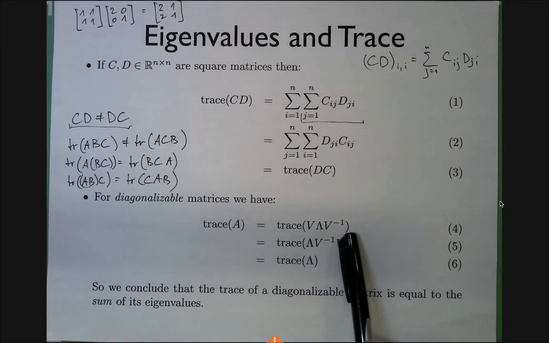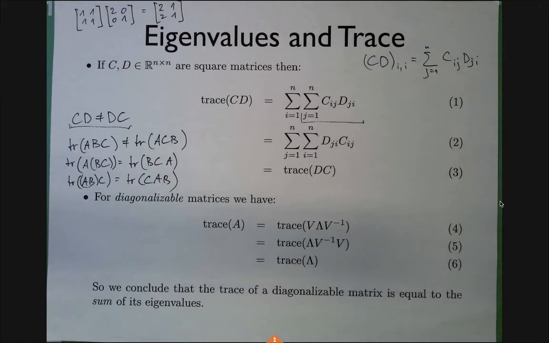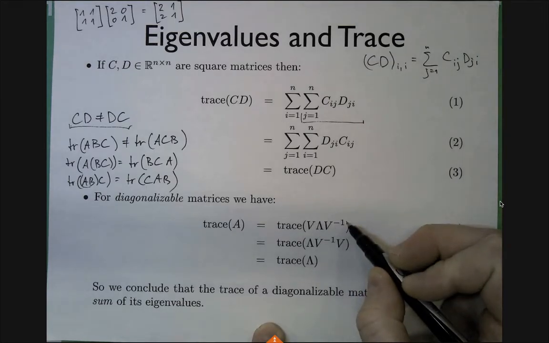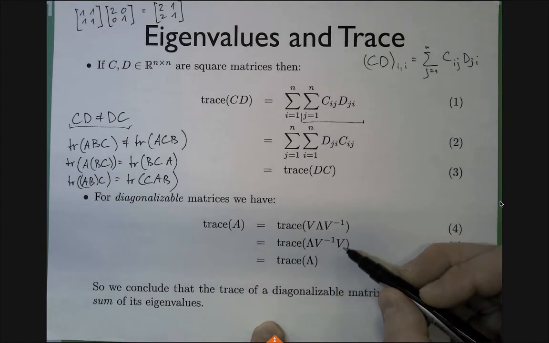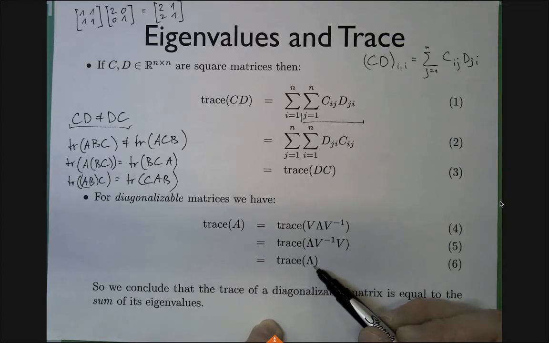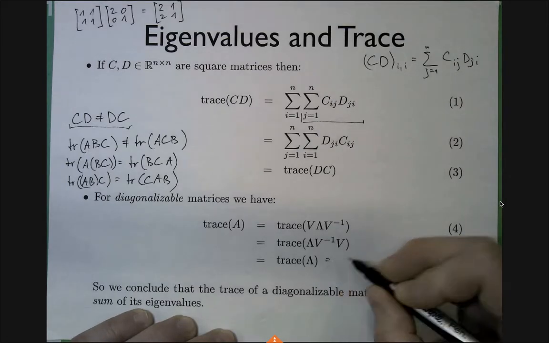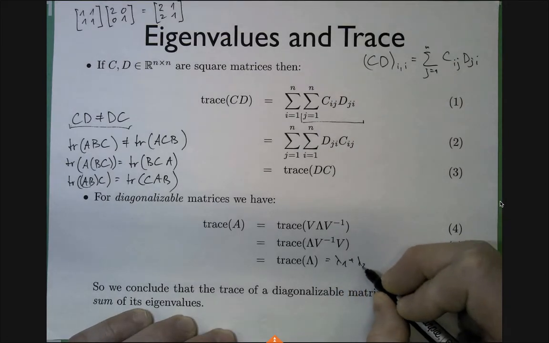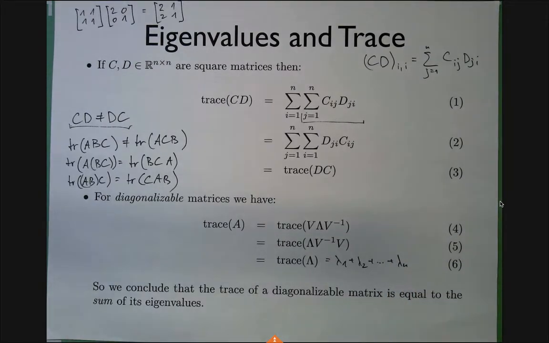of V lambda V inverse, I can use this property here, right? I can flip the V over here to the other side, because V is invertible, V inverse V is identity. So the trace of A is the trace of the matrix of eigenvalues. Well, what is the matrix of eigenvalues? That means lambda 1 plus lambda 2 plus and so on up to lambda n. So that's the sum of eigenvalues.